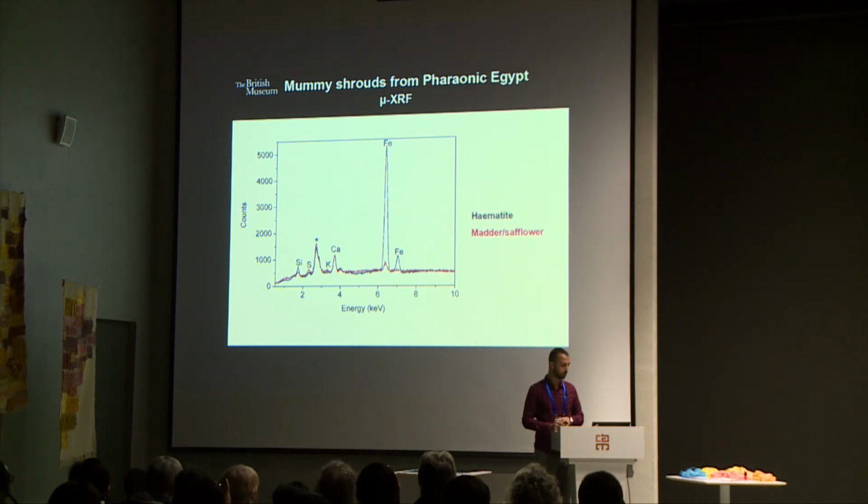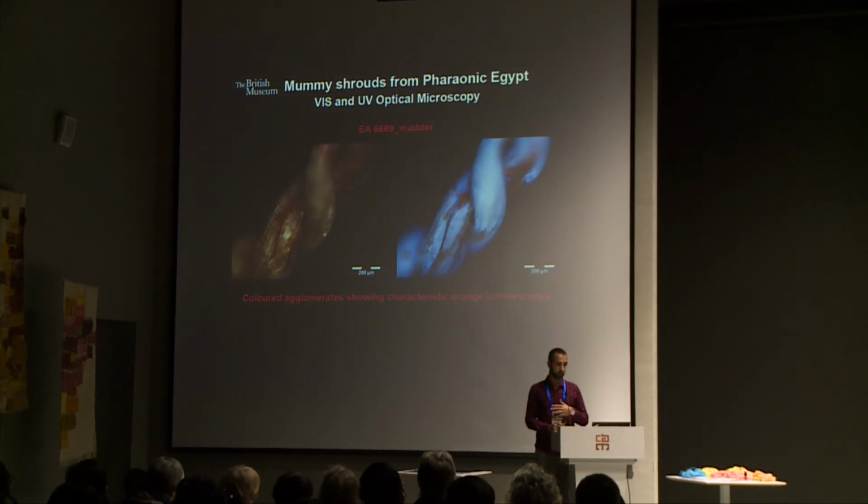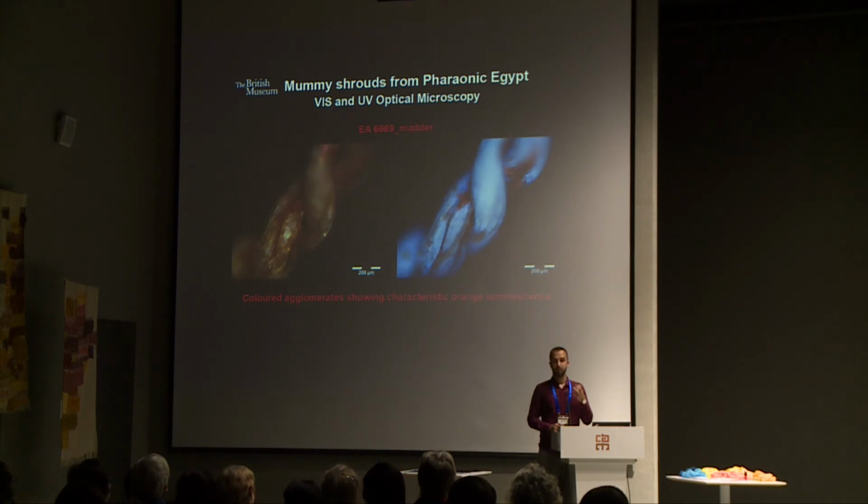But then when we looked at the madder samples, we started to see something that, as I said, this is unpublished research, so we have an interpretation for this, but I'm very open to hear other opinions. And so in this case, we could see, especially under UV light, these agglomerates, these big particles of color that were exhibiting the UV luminescence.